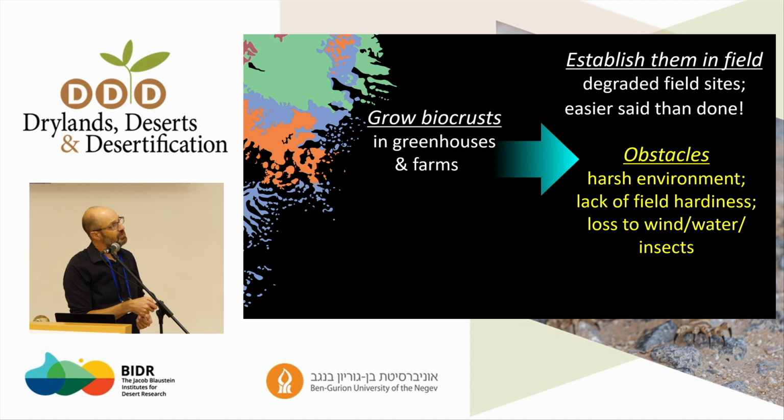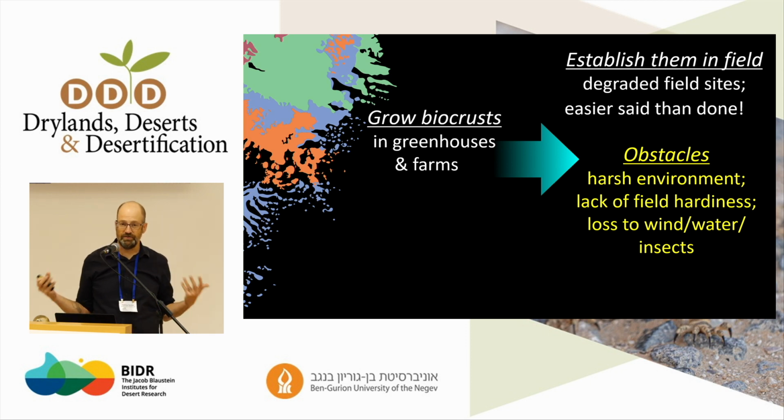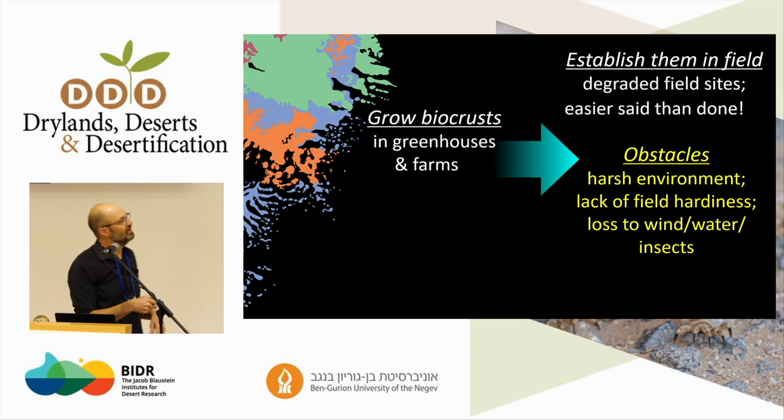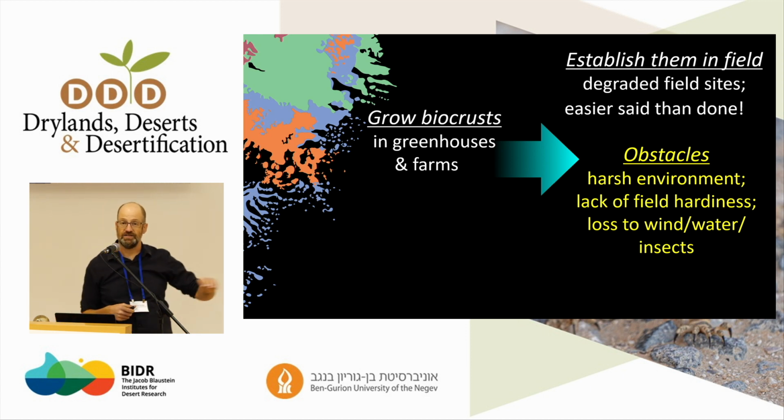The environmental parameters may be harsh, the climate, or there could be something wrong with the soil. The organisms that we grow sometimes seem to lose field hardiness because we grew them in a nice environment. And then we also see a lot of loss to wind, water, and even insects. Sometimes when we go back to check on the biocrust material that we put out, it's no longer there. And we don't know, did it die, or is it having a happy life somewhere else? We can't tell.